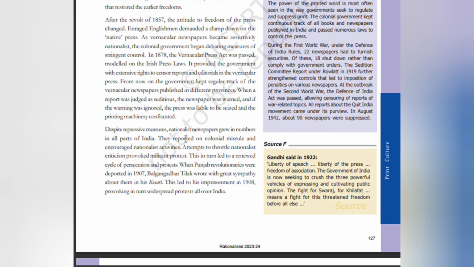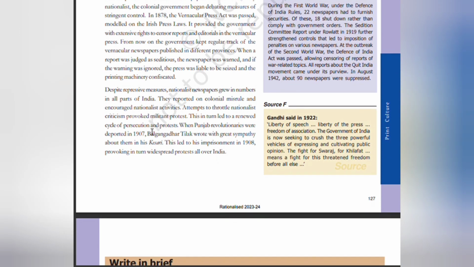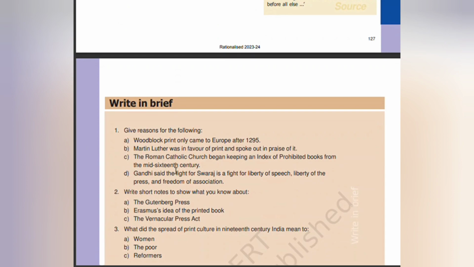Despite repressive measures, nationalist newspapers grew in numbers in all parts of India. They reported colonial misrule and encouraged nationalist activities. Attempts to throttle nationalist criticism provoked militant protest. This in turn led to a renewed cycle of persecution and protest. When Punjab revolutionaries were deported in 1907, Balgangadhar Tilak wrote with great sympathy about them in his Kesari. This led to his imprisonment in 1908, provoking in turn widespread protests all over India.